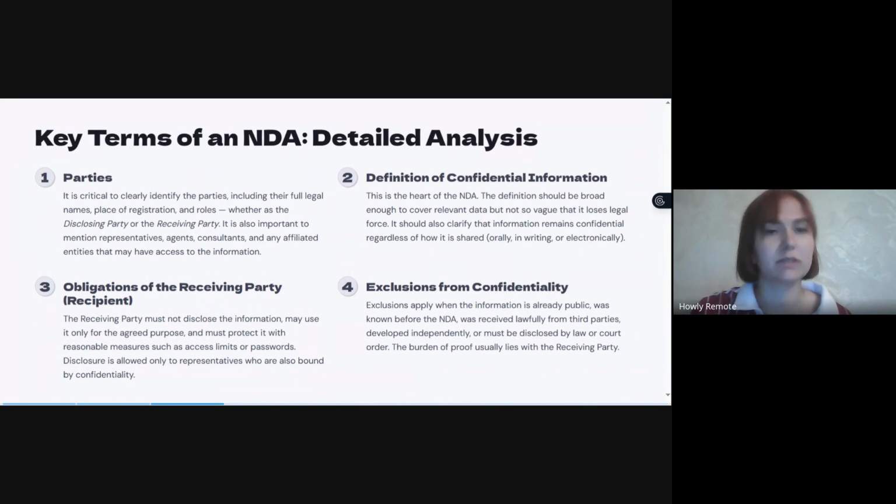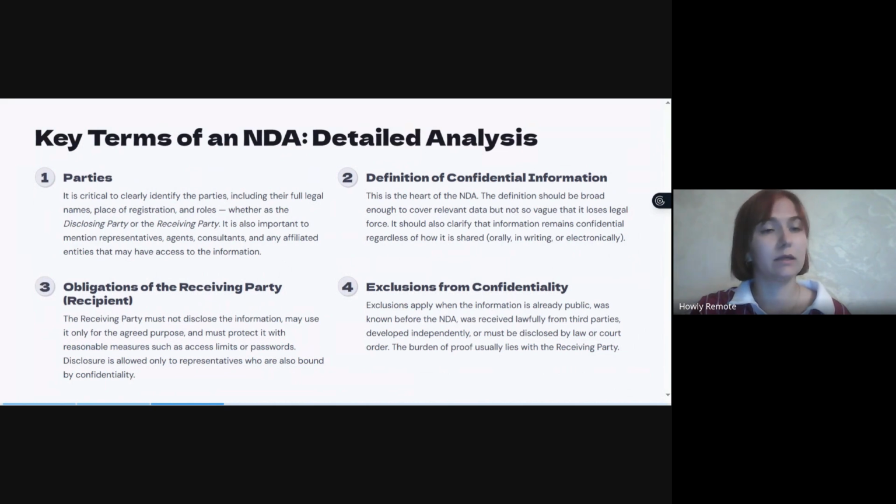A common mistake is not clarifying whether the receiving party can share information internally, for example, with different departments, or with external advisors. The NDA should always clearly define who can see the information.